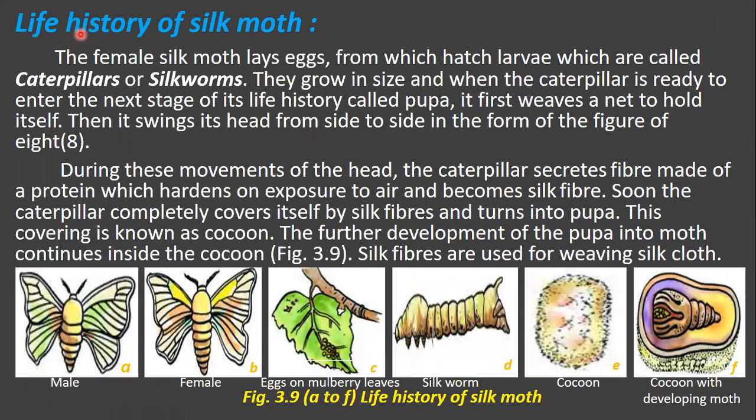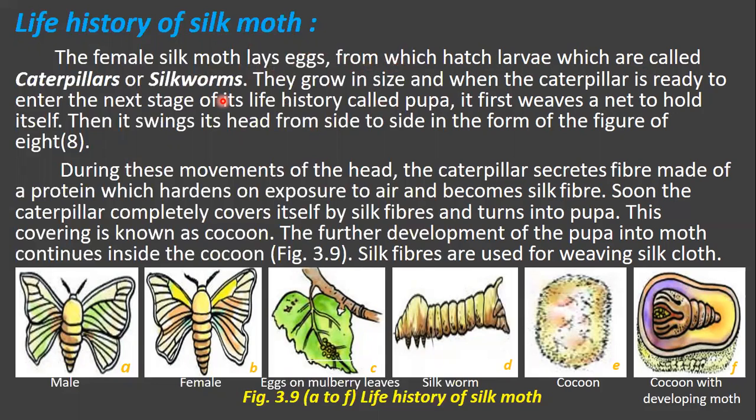Next, we will study about the life history of a silk moth. See children, the female silk moth lays the eggs from which hatch the larvae, which are called caterpillars or silkworms.